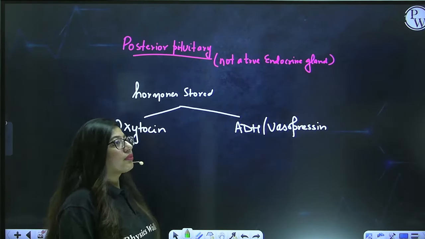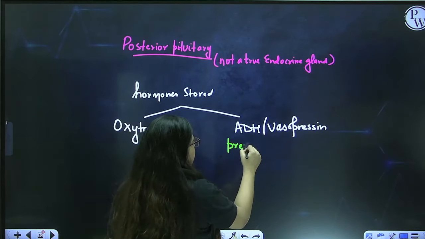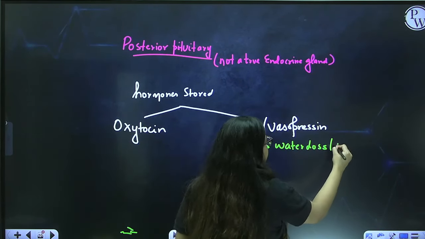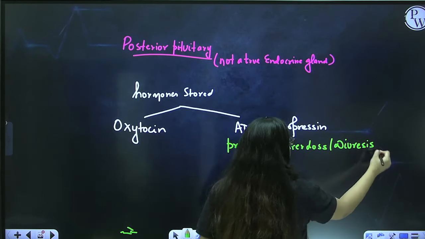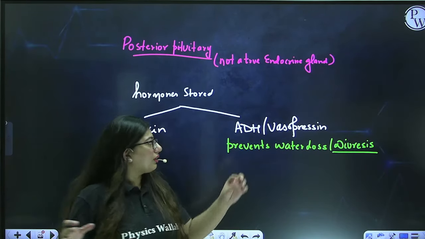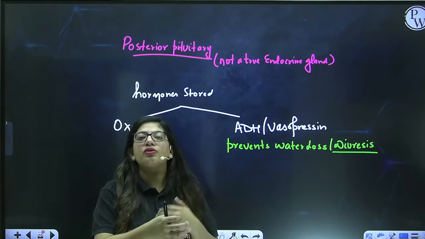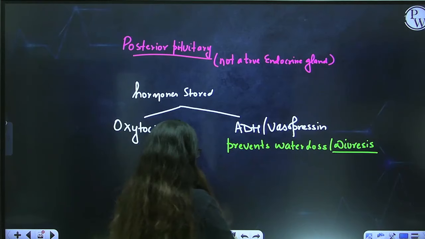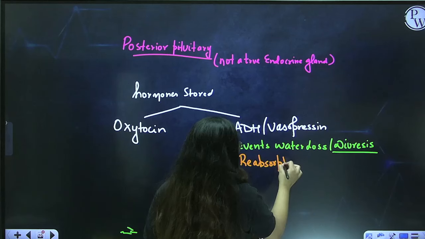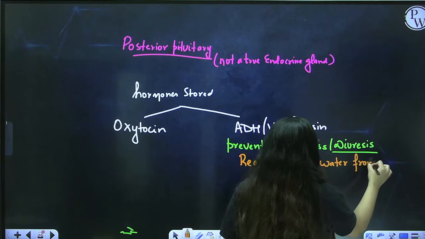Fine. So, if you know about ADH, what is its function? It prevents water loss or diuresis. Diuresis is formation of dilute urine. So what this hormone does, it goes to the distal parts of your tubules and asks these tubules to reabsorb a lot of water, right? So it causes reabsorption of water from distal tubules.